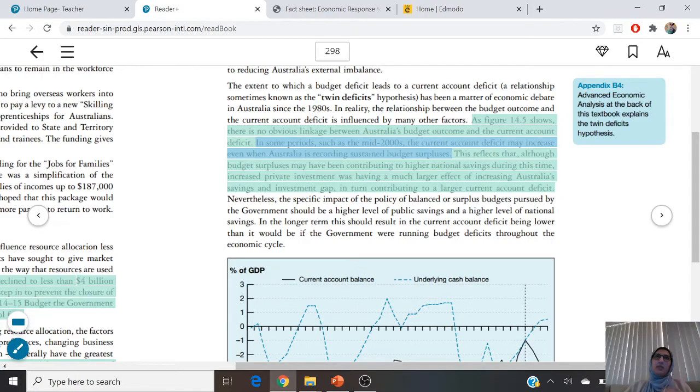We had a surplus mainly because of the mining boom, because we got a lot of money from that. But the current account deficit was because we invested in a lot of other countries as well. And we had a lot of foreign investments because of the mining boom in the mining companies over here, and we had to pay them back, right? This reflects that although budget surpluses may have been contributing to higher national incomes during this time, increased private investment was having a much larger effect on increasing Australia's saving and investment gap.